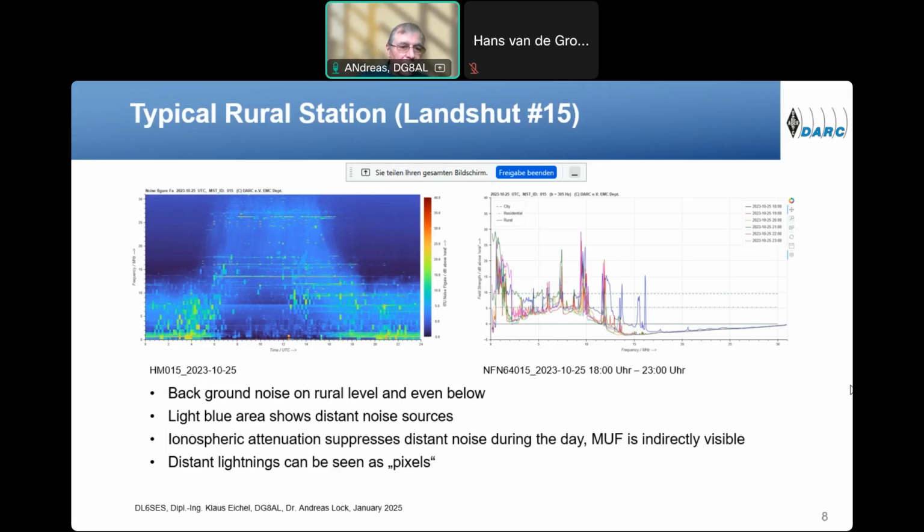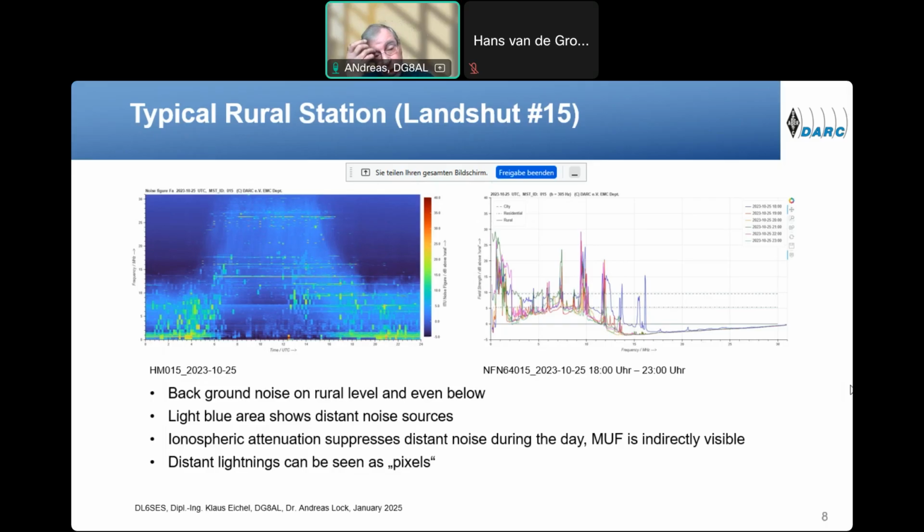And the rise of this light blue area is due to the maximum usable frequency, because this frequency goes up through the day and falls in the late afternoon and evening. This explains why you can see the dark blue areas early in the morning and late in the night.